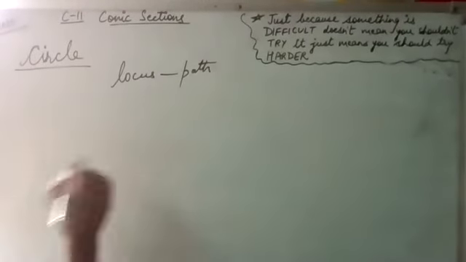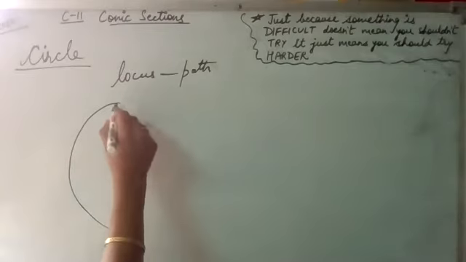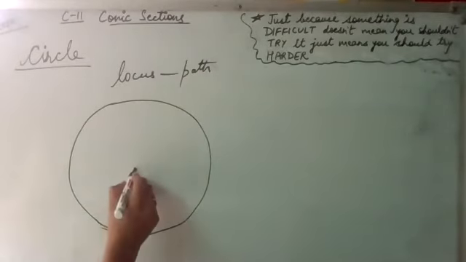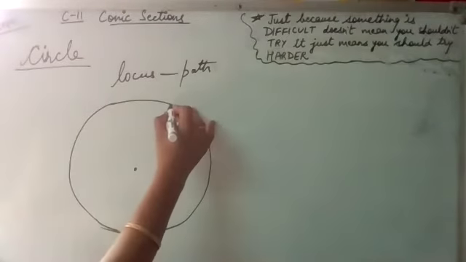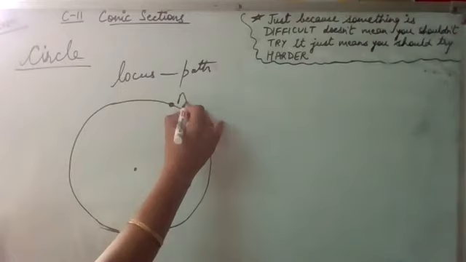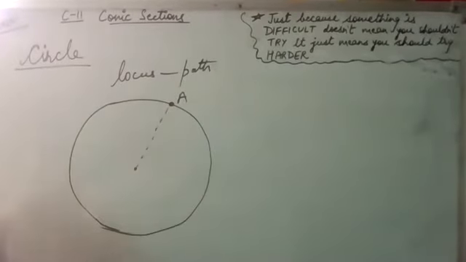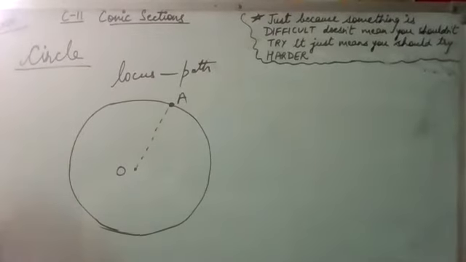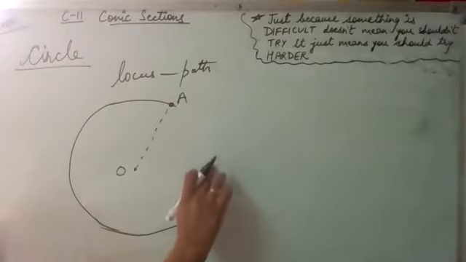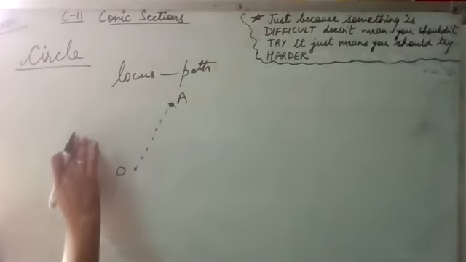So what you said is, a circle is the locus of a point which is equidistant from a fixed point. Let's just see. We have a fixed point O in a circle. Let's take a point A here and trace the path of this point A such that it is at a fixed distance from point O.